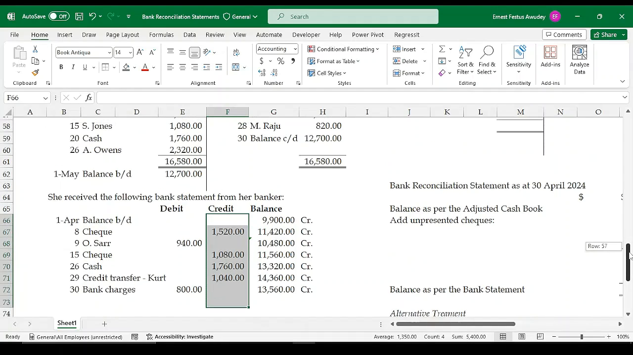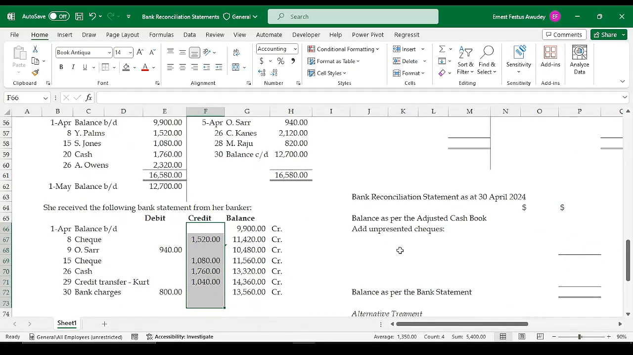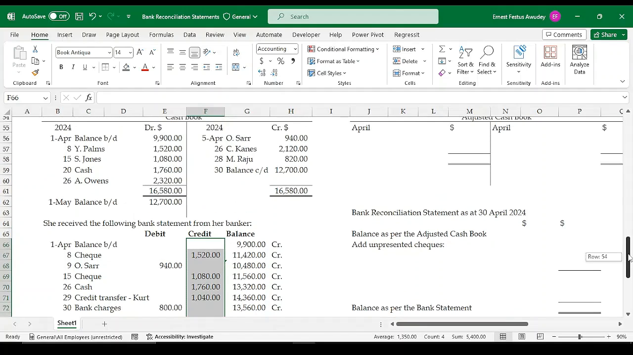All right, so let's do the reconciliation and see. So I'm going to reduce this a little. Pardon me if you can't see well, but this is to enable us view the cash book and the bank statement at the same time. So we have, this is the credit side. We are going to compare it with the debit side of the cash book and see what is appearing in the credit side of the bank statement but not at the debit side of the cash book. Whatever we see there which is missing in the cash book will be updated at the debit side of the adjusted cash book. So let's go.